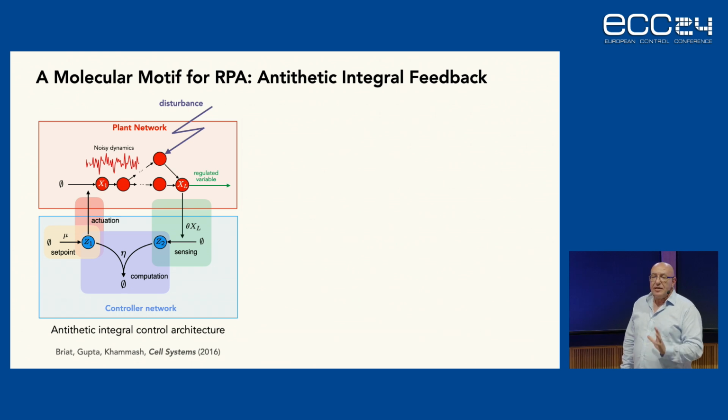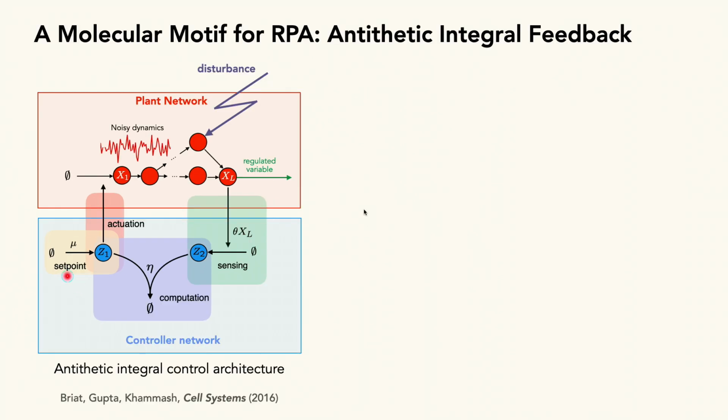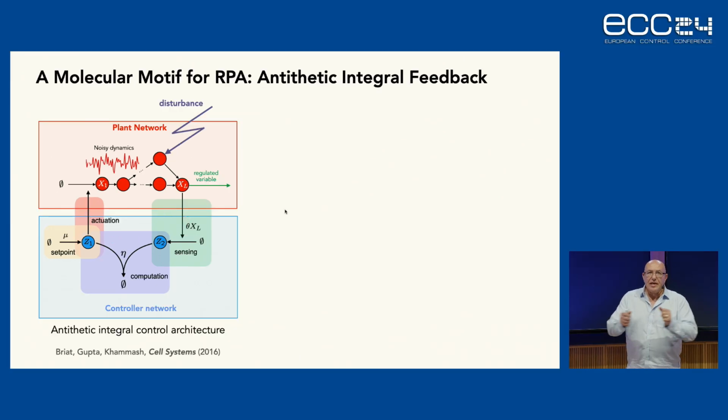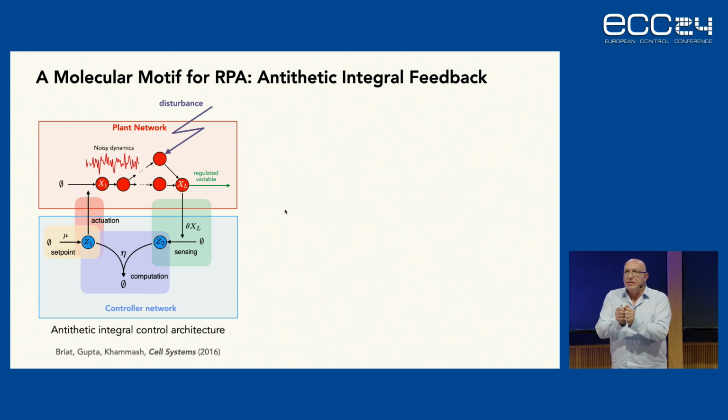Now I want to show you one feedback controller that does the job. And this feedback controller has 2 species, Z1 and Z2, and it has 4 reactions. So essentially, the first species is produced at a constant rate mu, and then it actuates the plant network. And so this is the actuator. It has another species, Z2, that is being produced at a rate that's proportional to the concentration of the variable you want to regulate. So this acts like a sensor. And now Z1 and Z2 come together one-to-one to annihilate each other. Or at least they don't have to annihilate. They could form a complex that's biologically inactive. Okay?